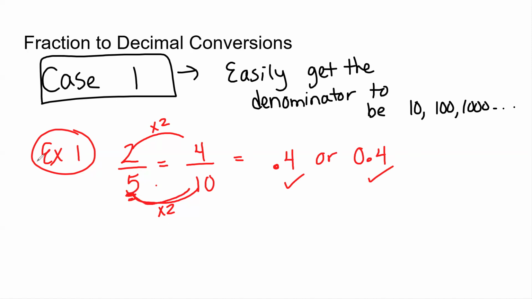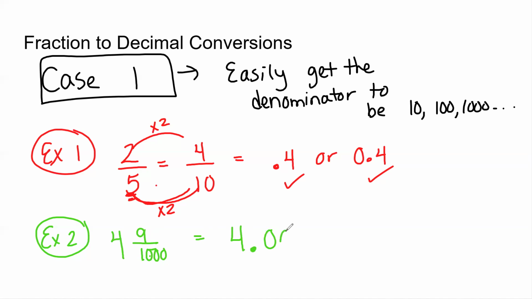So see, it had a denominator of 5, but pretty easily we can get that to be a 10. Right? How about this one? Let's do 4 and 9/1,000. So this one already has a good denominator. We don't even need to change it. That's 4 as a whole number, decimal point, and then 9 thousandths. So no tenths, no hundredths, 9 thousandths. That's all it was to that one. We didn't even have to change the denominator. It was already good.